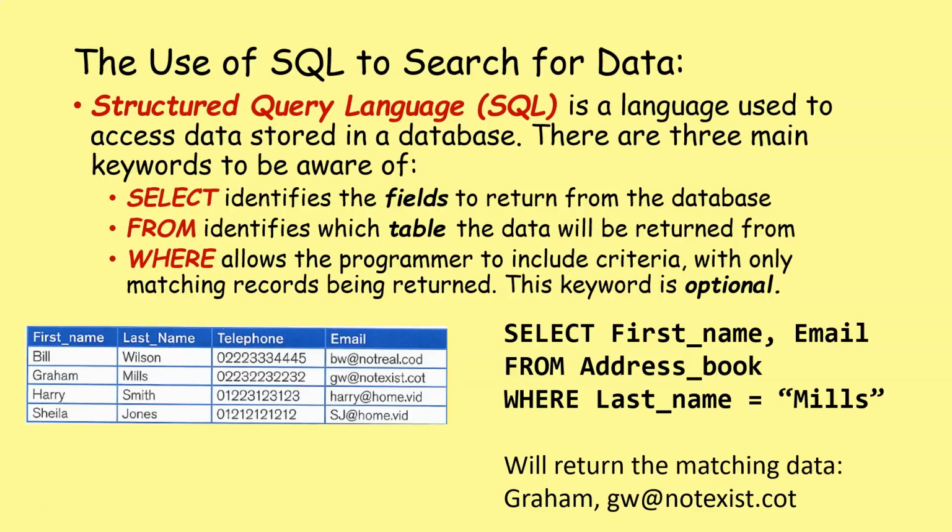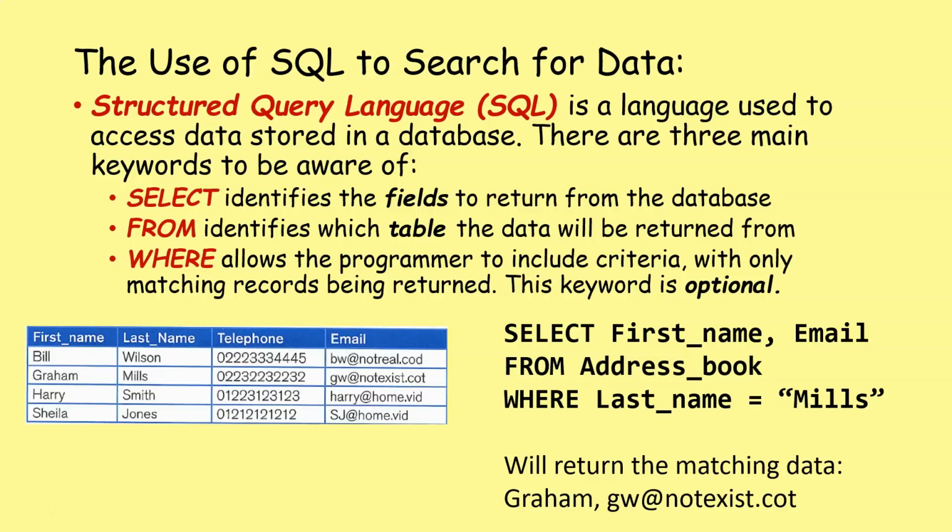Where is actually optional. All SQL queries are going to have select and from, and sometimes we'll have that where as well, but you don't necessarily need it. So an example would be, I would like to display the first name and the email address from the table address book of everybody who has the last name Mills. So I would say select first name, comma, email from address book where last name equals Mills.